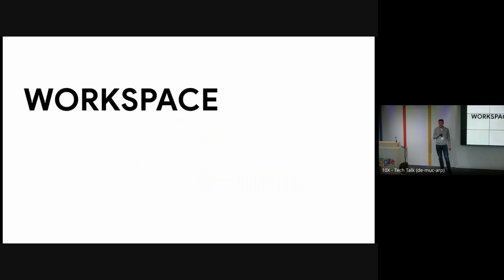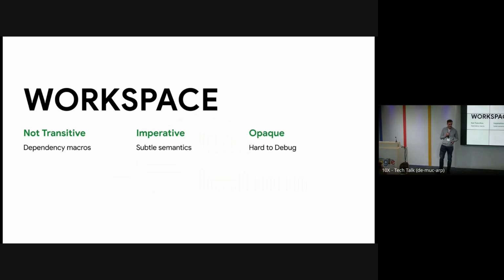So to summarize the problems with the WORKSPACE approach, it does not resolve transitive dependencies for us. We need dependency macros to handle those. It is imperative, sequential, with subtle semantics, and the ordering matters. And it's also somewhat opaque. It's quite difficult to actually figure out where a particular external repo came from. And we get this spooky action at a distance problem.